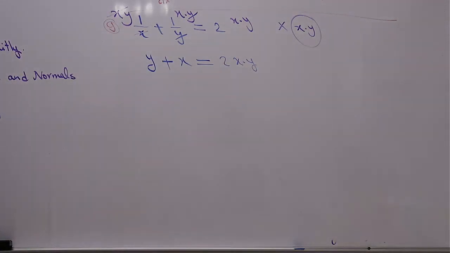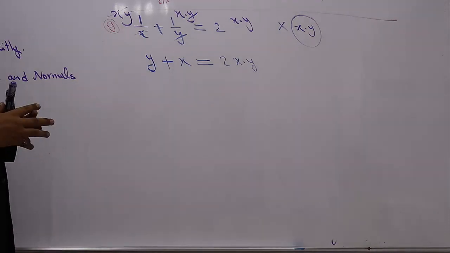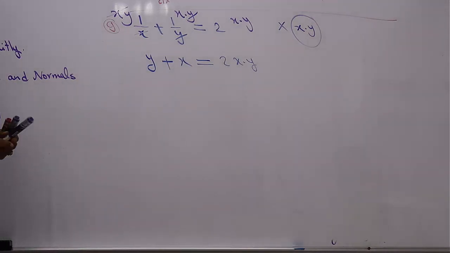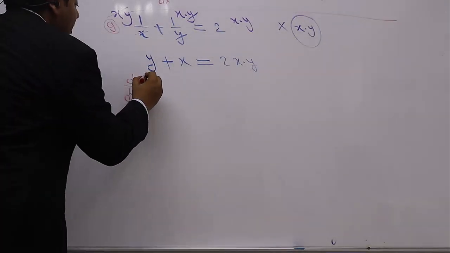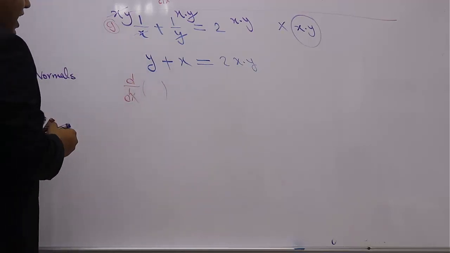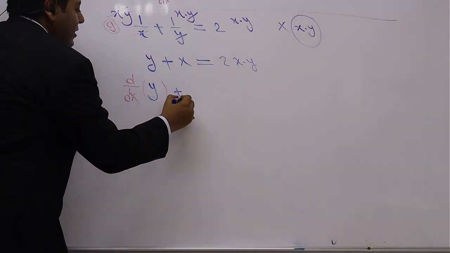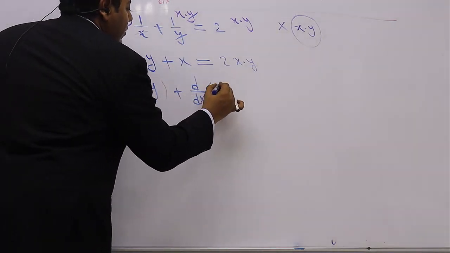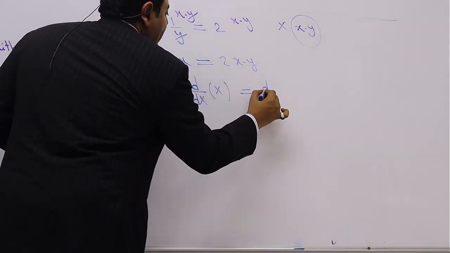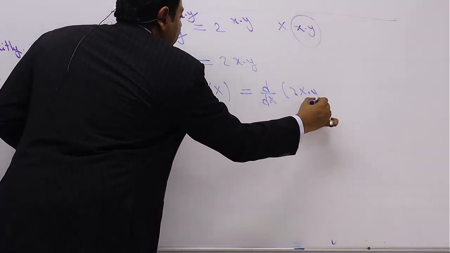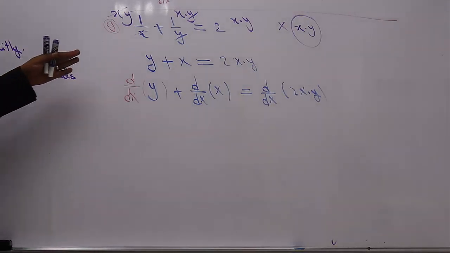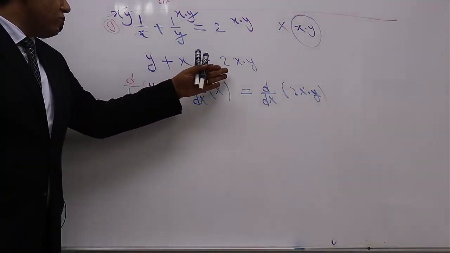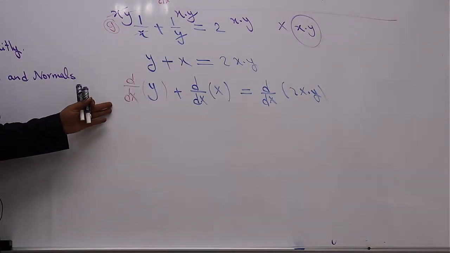Now to find dy over dx, we just need to differentiate both sides with respect to x. So we need to find d with respect to dx for y, and d with respect to dx for x, and d with respect to dx for xy. So to find dy over dx, we need to differentiate both sides with respect to x.